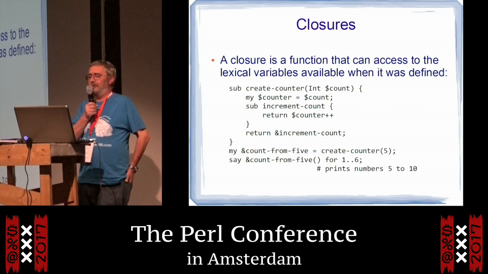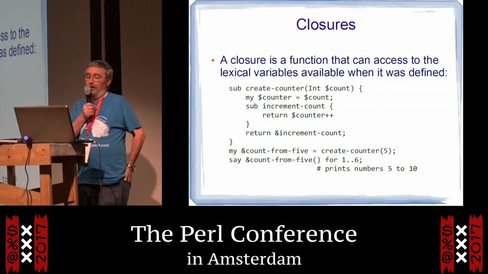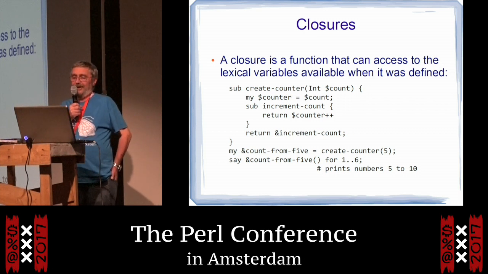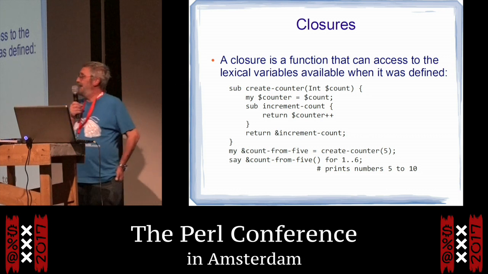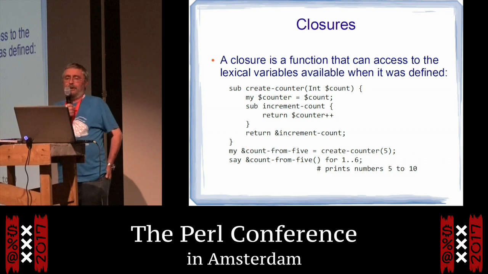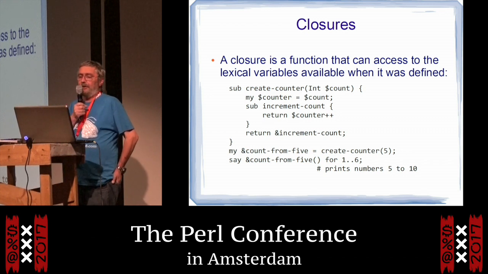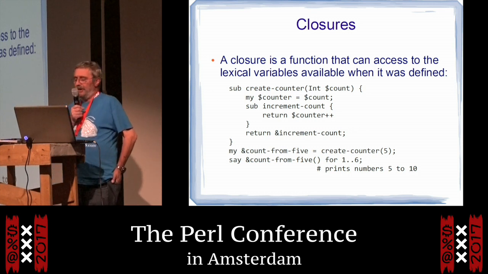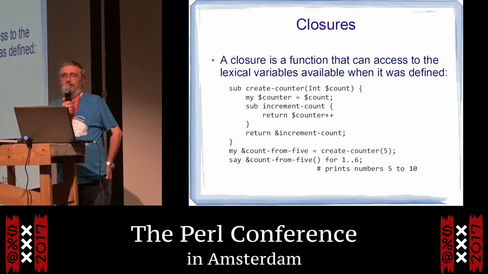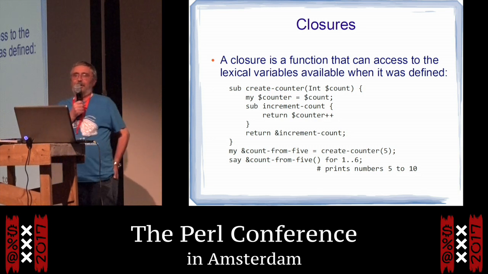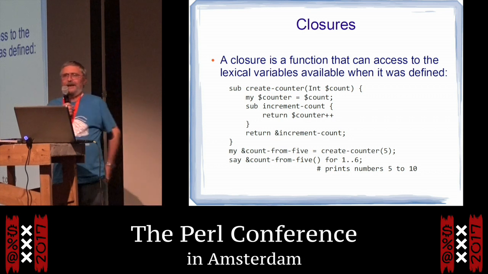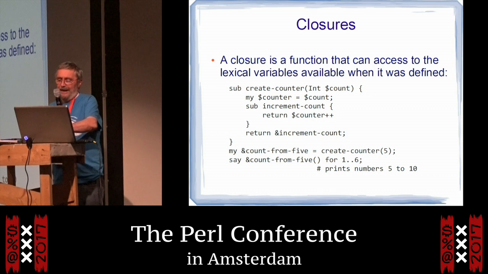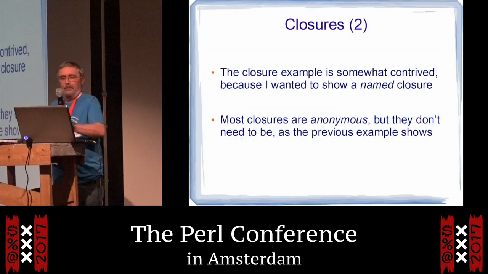If I do count from 5 and pass the number 5, and then call this function 6 times, it will print the numbers from five to 10. Now, I made it a little bit more complicated than it needs to be. The reason is I wanted to give a name to the sub I was creating. This increment count subroutine has a name. And the reason I wanted to do that is because many people think that closures have to be anonymous subroutines. I just wanted to show that it can actually be a named subroutine. Having said that, usually you use it with anonymous subroutines.